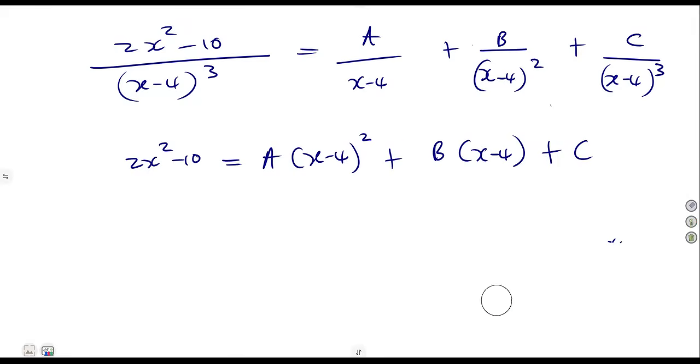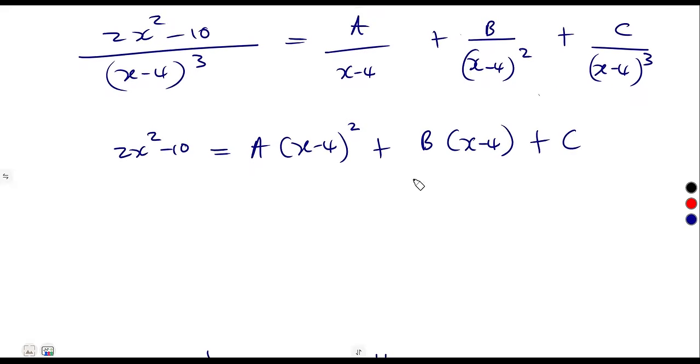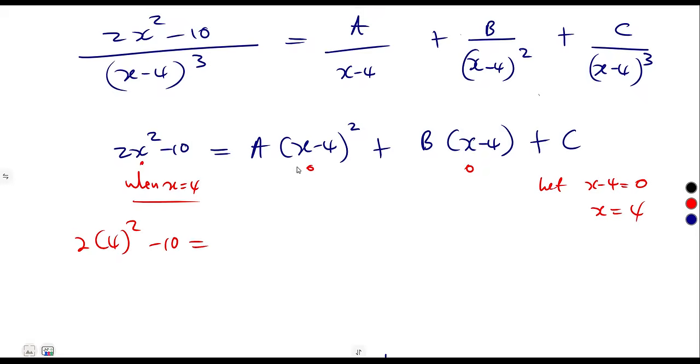To find these constants A, B, and C, let's consider the bracket x minus 4, which is a linear factor. We can let that bracket of x minus 4 be equal to 0. So x must be 4 to obtain a 0 here and a 0 here. Substituting 4 gives 0 throughout, and C is going to be calculated from that. So that's 32 minus 10, which is 22. So C equals 22.